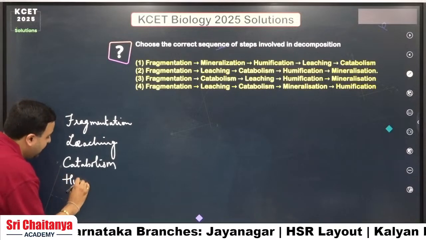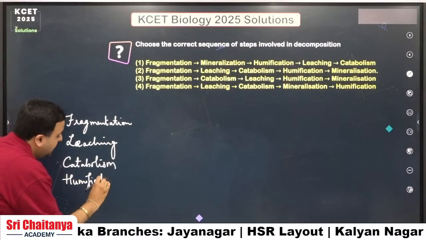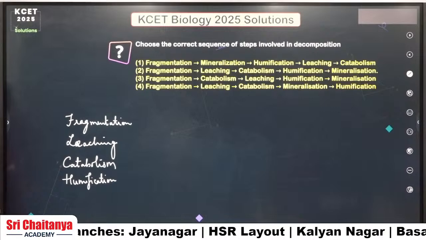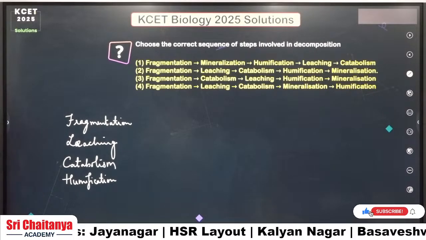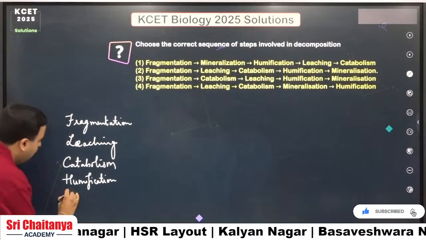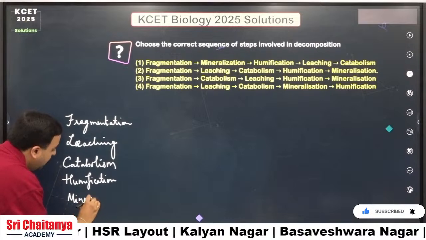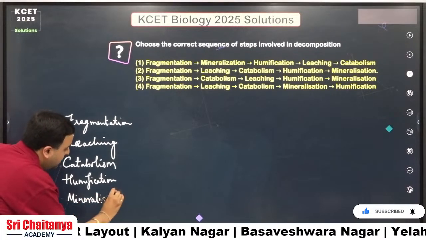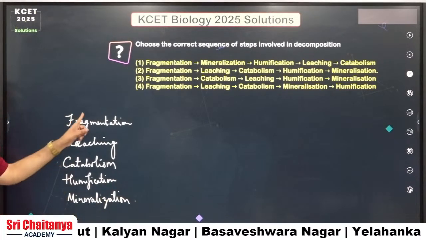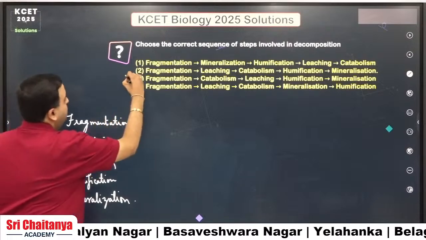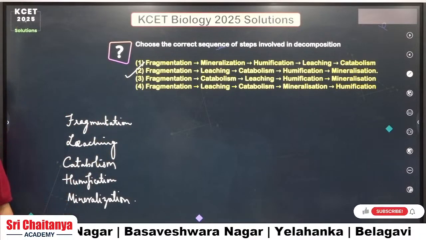Then the next step is humification, that is formation of a dark colored substance which is rich in organic nutrients, and the last step is going to be mineralization. So this is the correct order. So if we have to look for this, option 2 is going to give us the correct answer for this question.